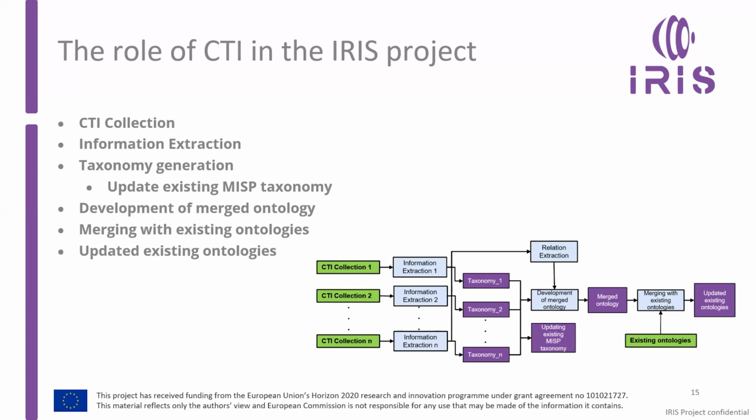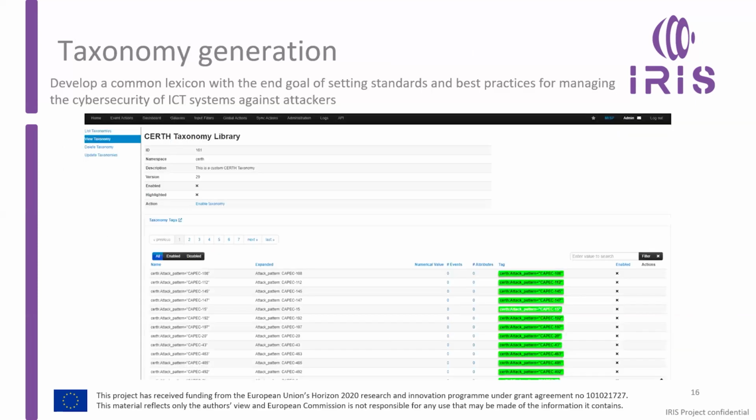For the ontology generation, the REBEL model is used to extract relationships between the different taxonomies. The ontologies are developed and the merged one is generated from the different generated ontologies. The terms of the merged ontology are used to update the existing ones. The existing ones are named Malone and IoTsec using a semantic search procedure. In the following slide, I'll showcase the taxonomy generation.